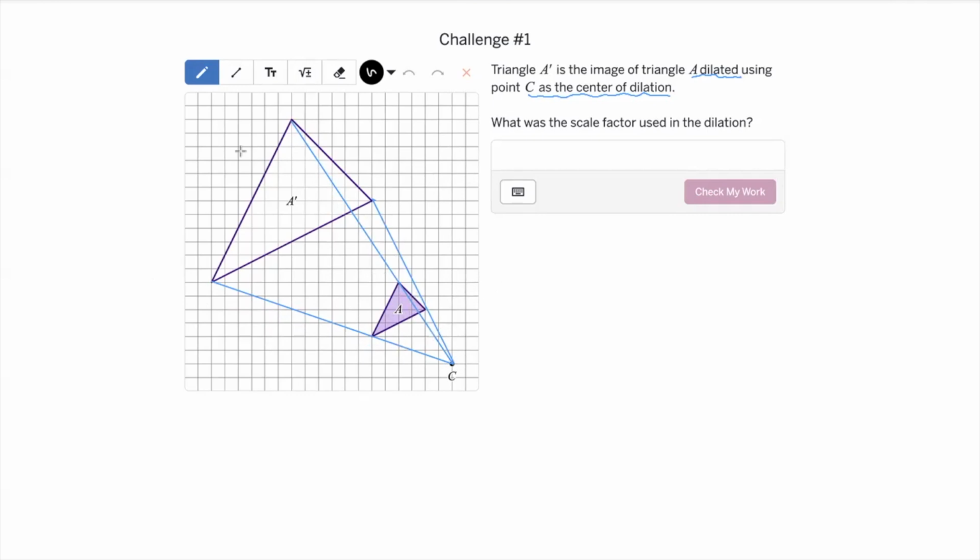So here we have our original shape, and then our new shape, which is obviously bigger. And it's asking us what scale factor is used. So we're going to use that same strategy as we did before.